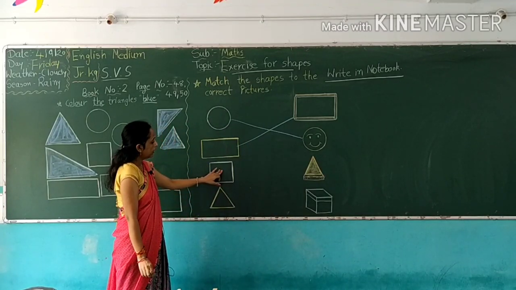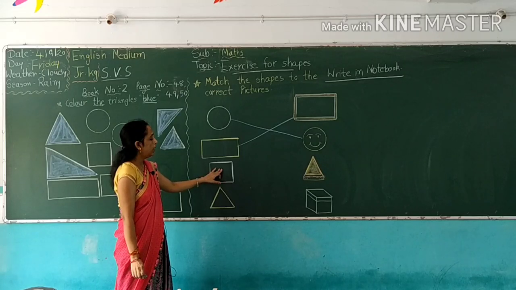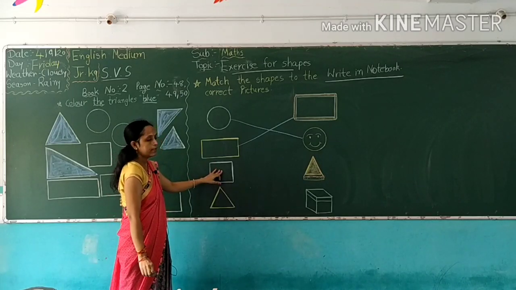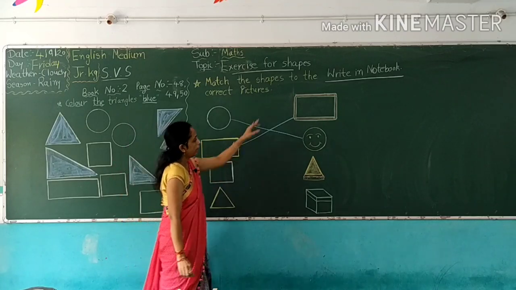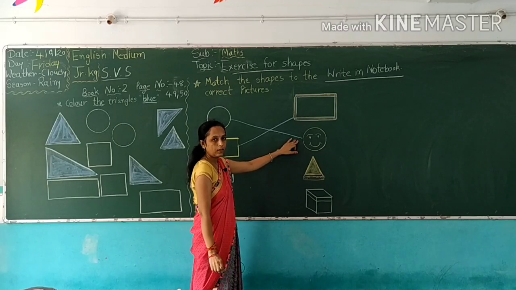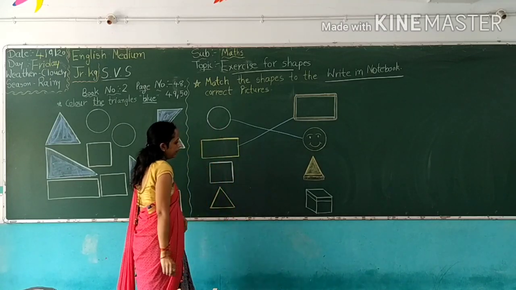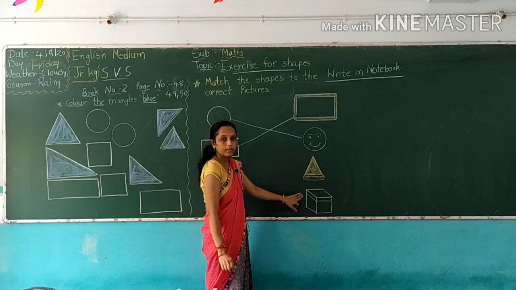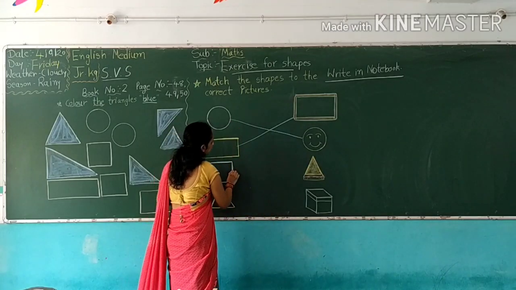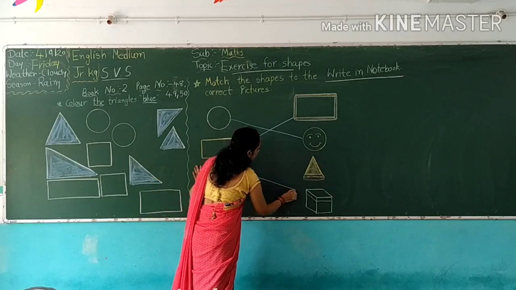Okay, and look here, which shape is this? Tell me. Yes, this is a square shape. So where is the square shape? This? No. This? No. This is a circle. So where is the square shape? Yes, this box is a square shape. So match the box. This.